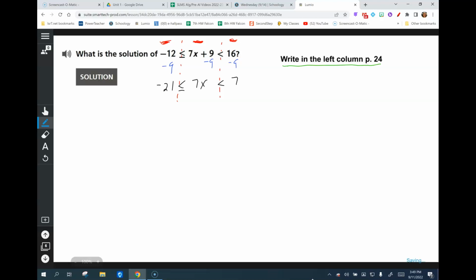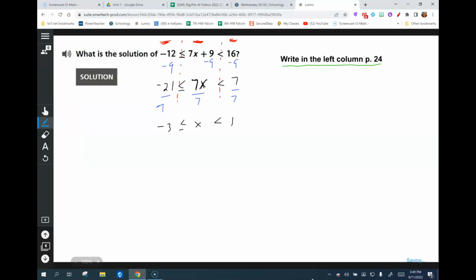Okay? Now, again, we have to solve for this 7x. So right here, I have a 7x. How are 7 and x connected? Right, multiplication. So I'm going to divide by 7. I have to do it to every single section. Okay? So we get -3 is less than or equal to x, which is less than 1.